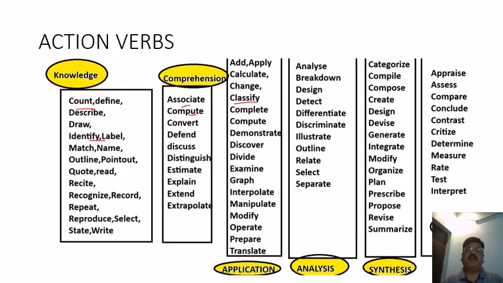All these are related to application. Then analysis: analyze, break down, design, detect, differentiate, discriminate. These are the analysis level. Then synthesis level: categorize, compose, create, design, revise, integrate, modify, organize, plan, prescribe. Then appraise, assess, compare, conclude, contrast, criticize, determine. So these are the different action verbs we should use appropriately whenever we are formulating the objectives.